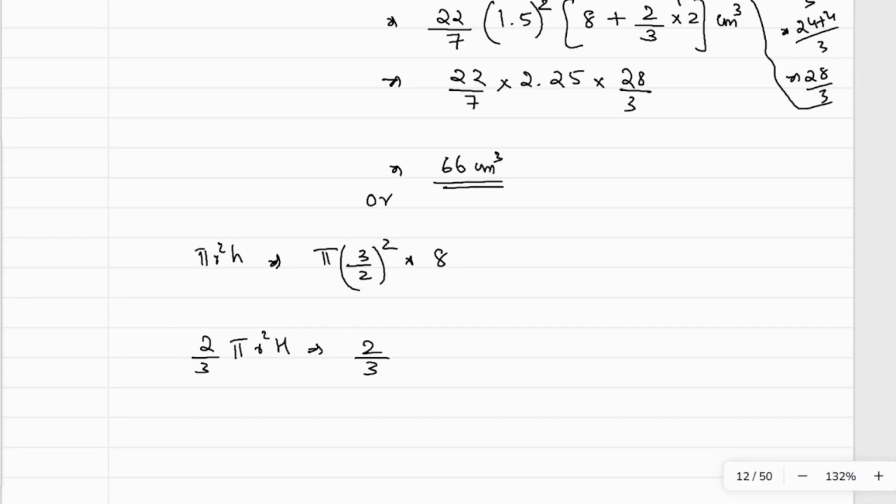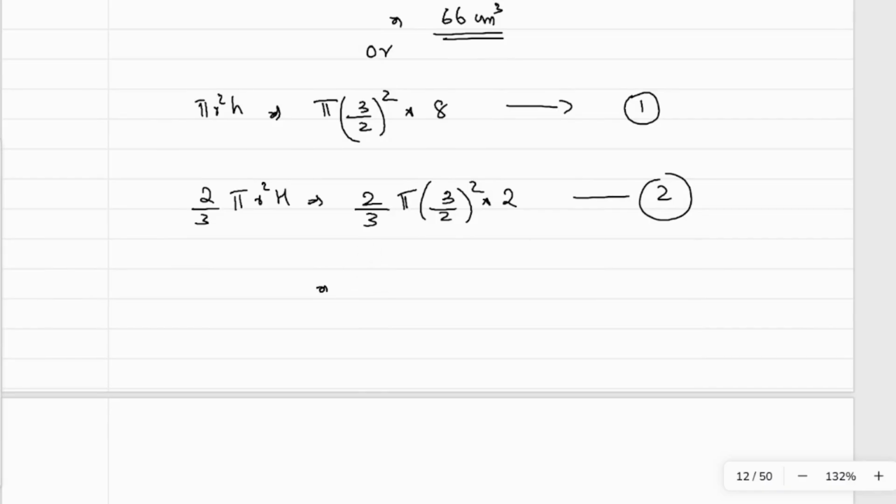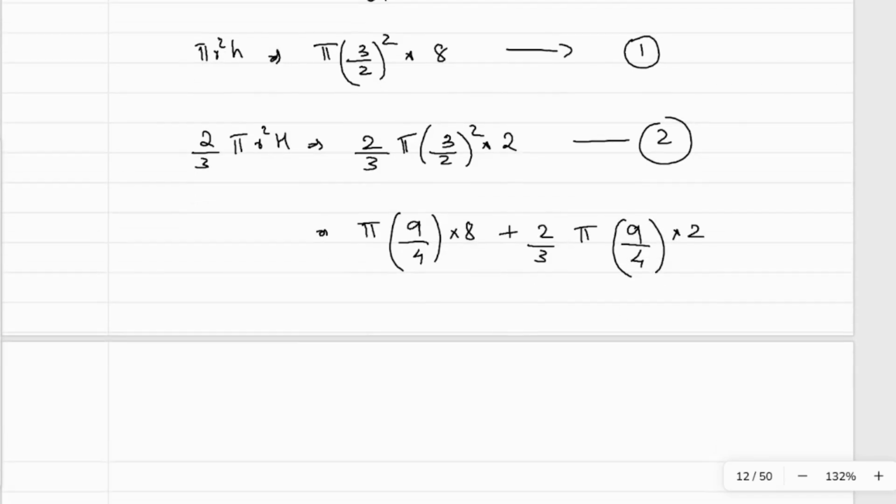What is that one? 2 by 3 into pi, let me write the pi in the same way. R square is 3 by 2 the whole square, into capital H, which is 2. So these two I can add together. This is my equation number 1 and this is equation number 2. If I add both of them together, what will I get? Pi into 9 by 4 into 8 plus 2 by 3 pi into 9 by 4 into 2.